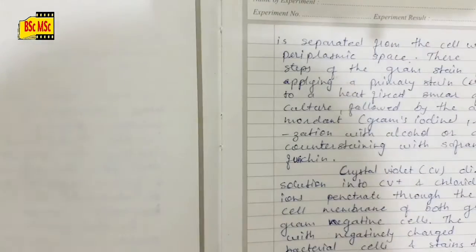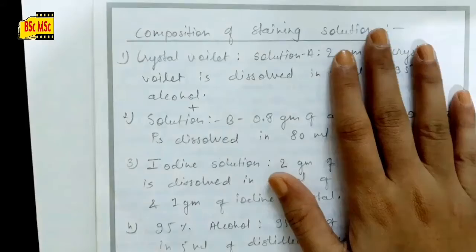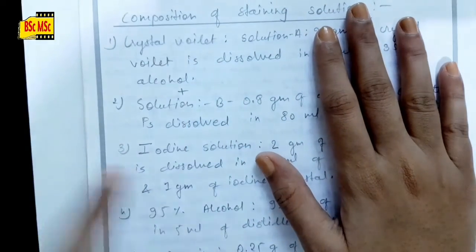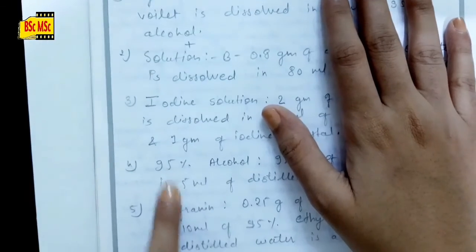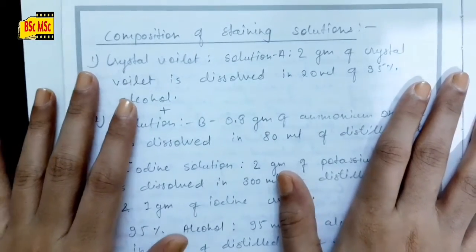You need to prepare some reagents if you don't have them commercially available. Otherwise, some laboratories also have crystal violet solution, iodine solution, safranin and all directly. But if you don't have them, you can prepare them also. It is really easy to prepare.